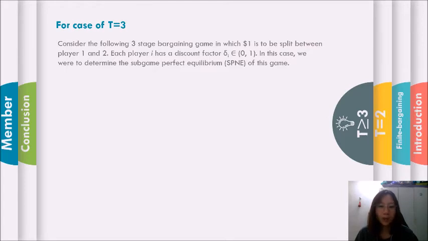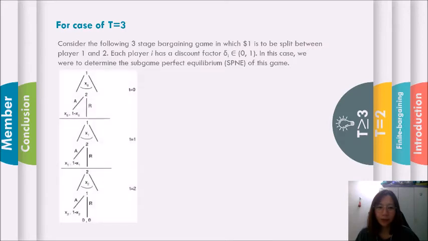In this case, we are to determine the subgame perfect equilibrium, SPNE, of this game. The case of t equal to 3 is actually an extension of the game from t equal to 2, by adding a stage t equal to 0 before t equal to 1. So in this case, player 1 will have two chances to offer an amount for player 2 to accept.